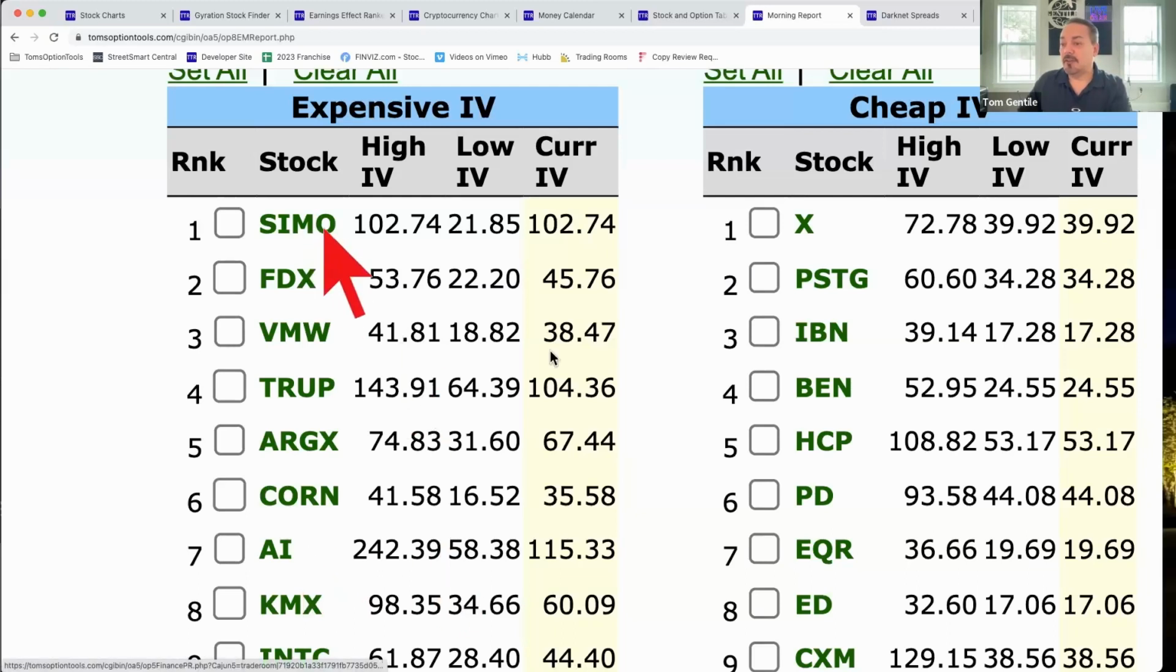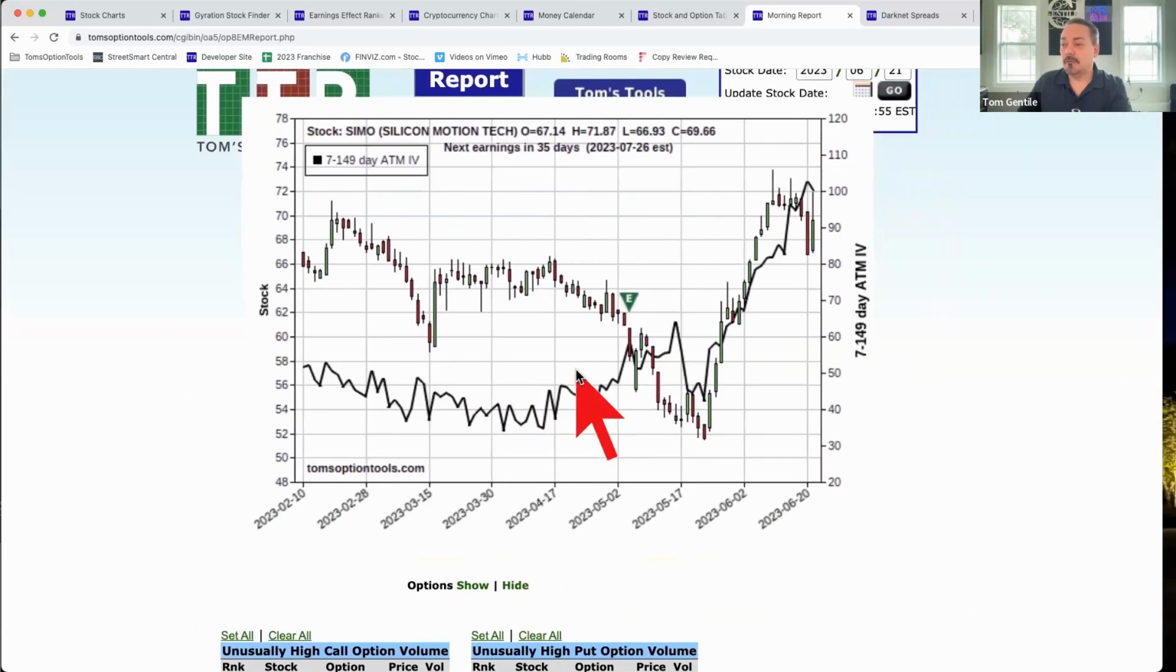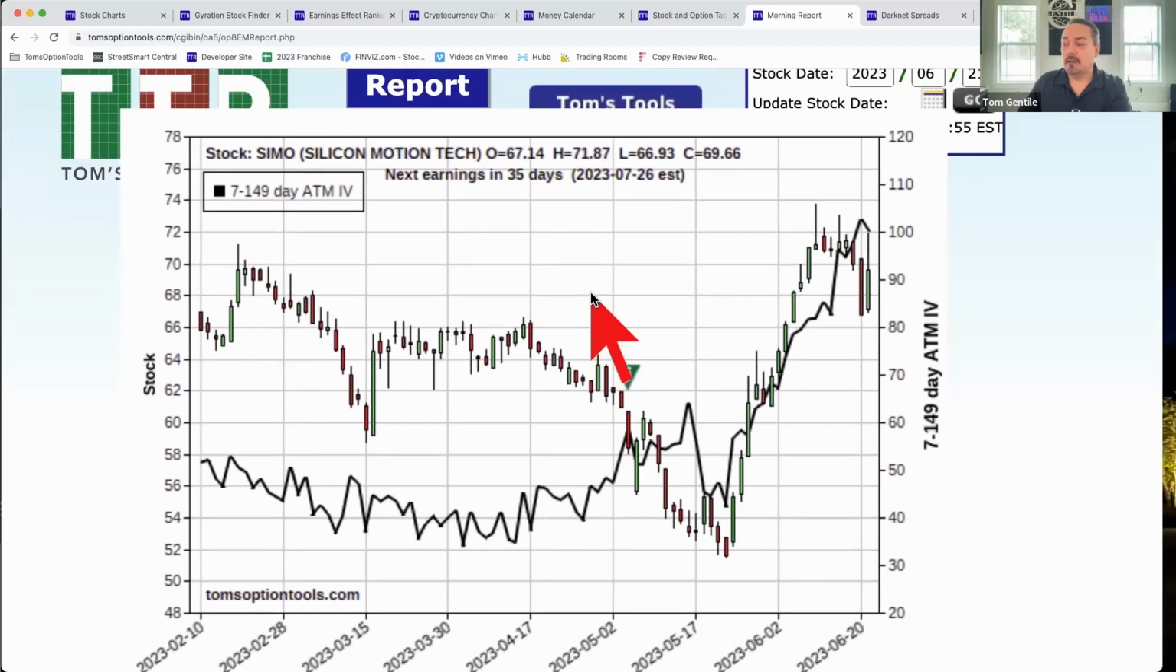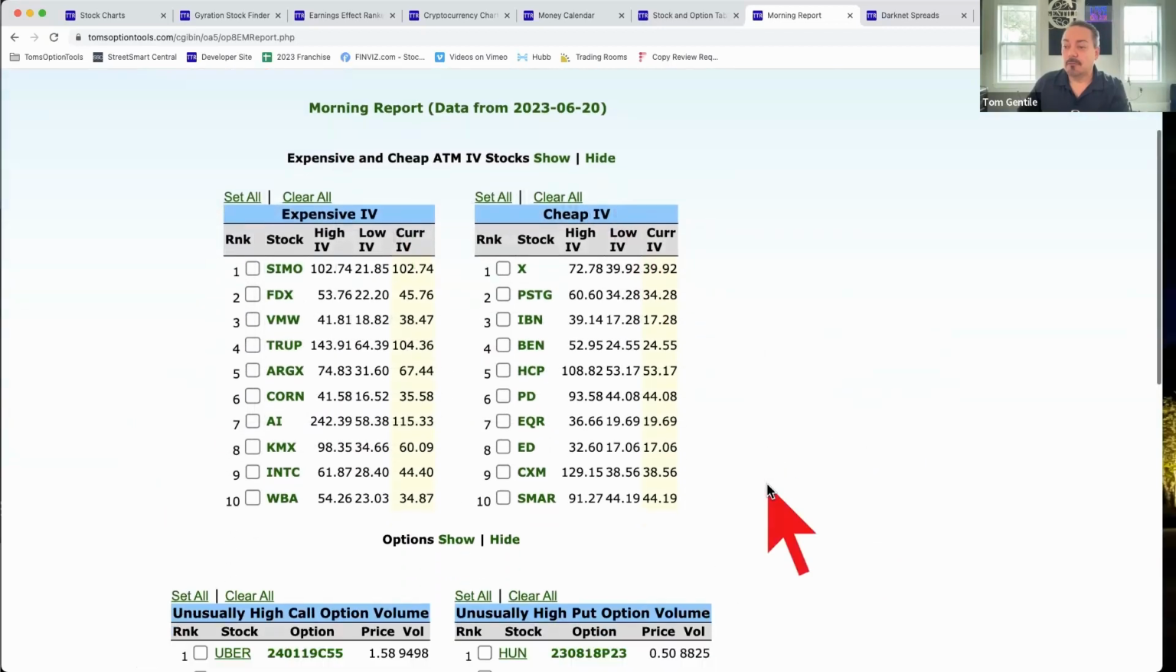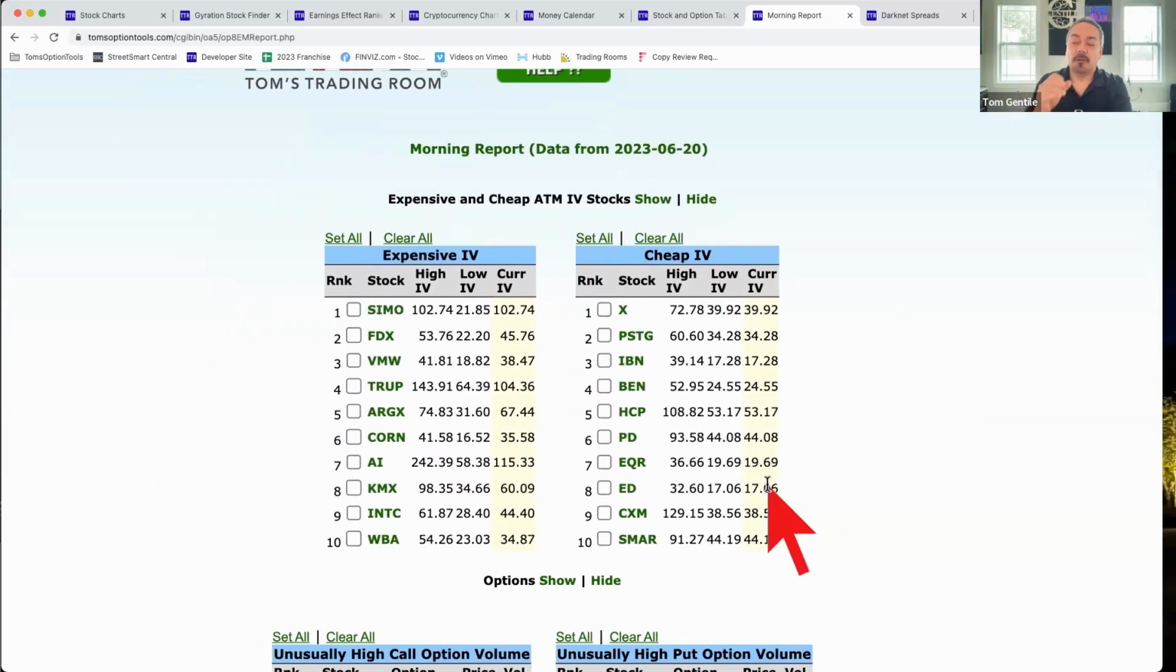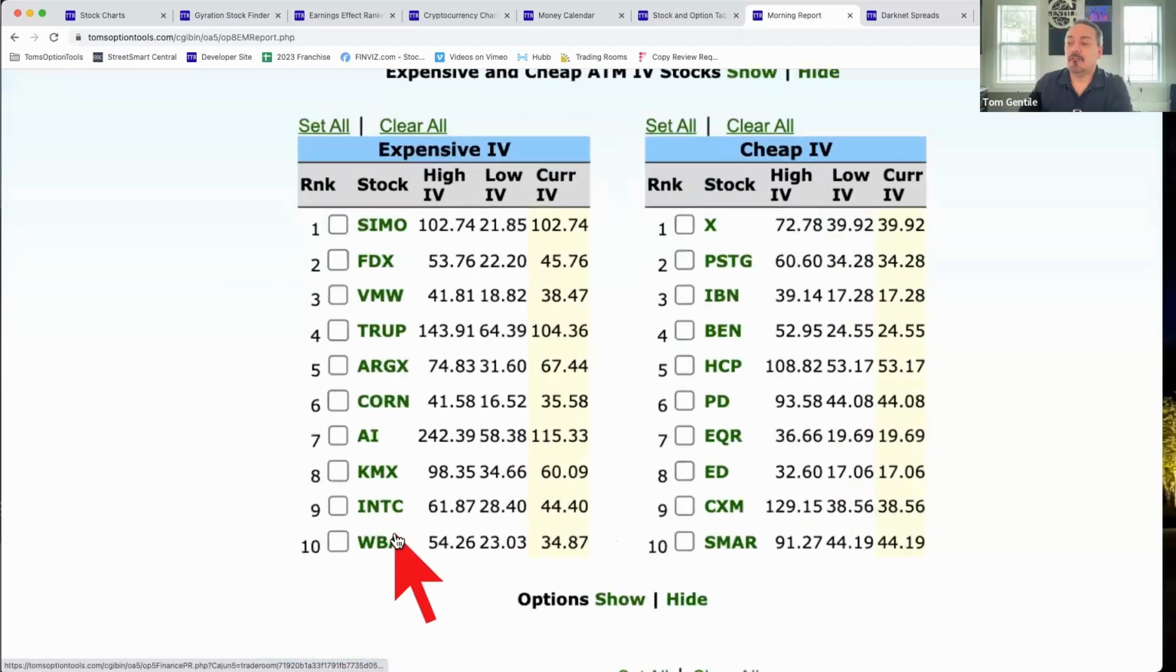But SIMO, let's take a look at SIMO for a moment. This is Silicon Motor Tech. And as you can see, this stock has been recently as low as $52, as high as about 74, currently trading around 69, 66. It has earnings in 35 days, so the earnings are not right around the corner, but the IV's been blowing up. And we have ways of going in and looking at news articles on this to try to determine why the IV is so expensive. But these lists come out every day.